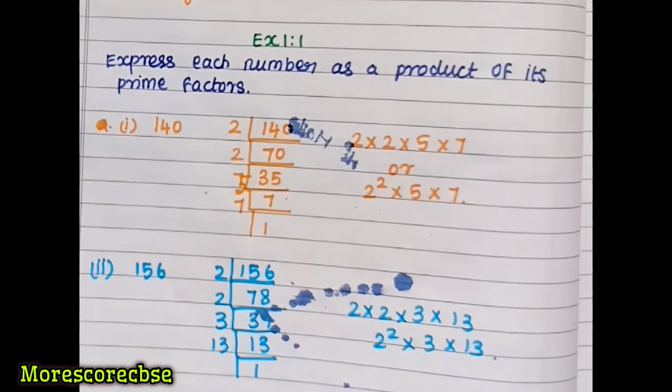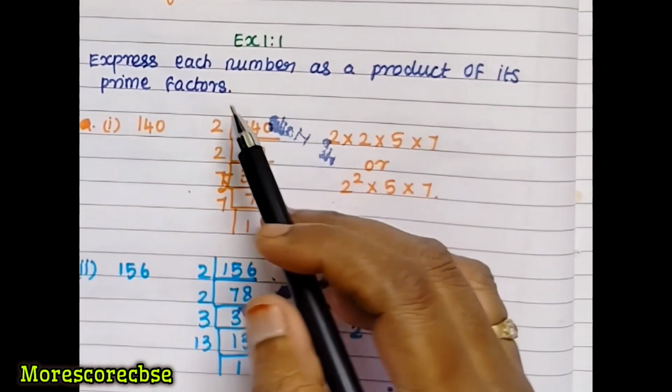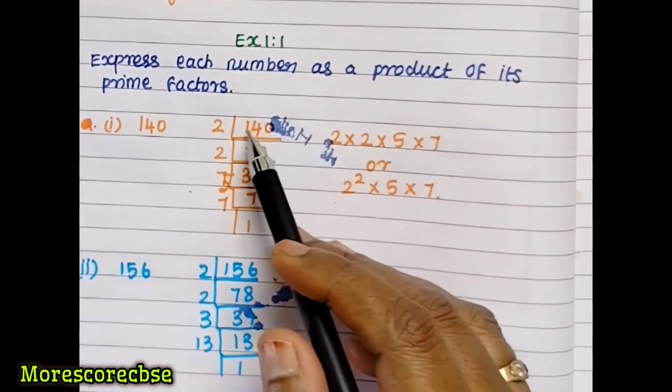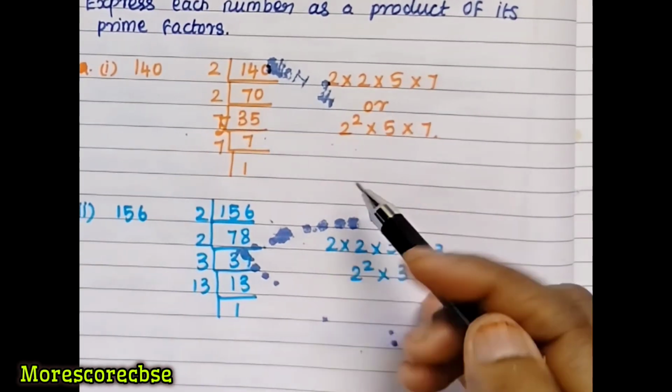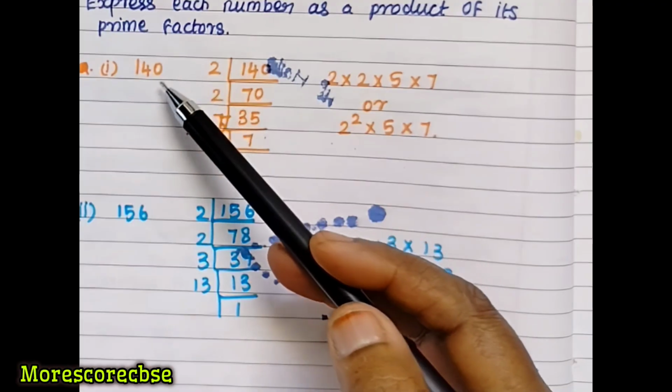Hi students, today we are going to see class 10 maths chapter 1 real numbers exercise 1.1. Express each number as a product of their prime factors. So here we are going to do the prime factorization for 140.